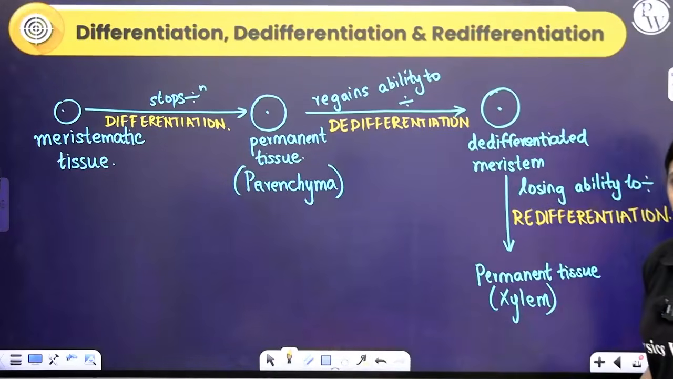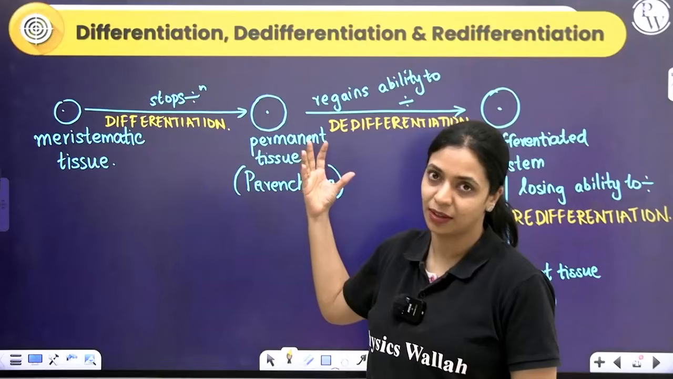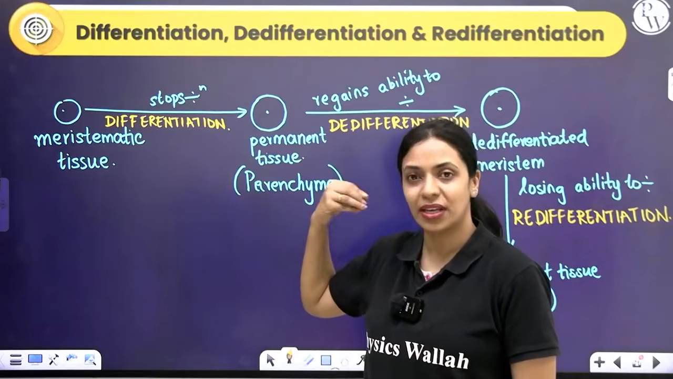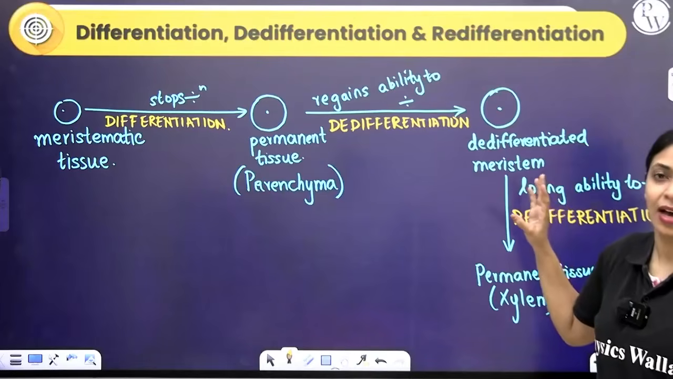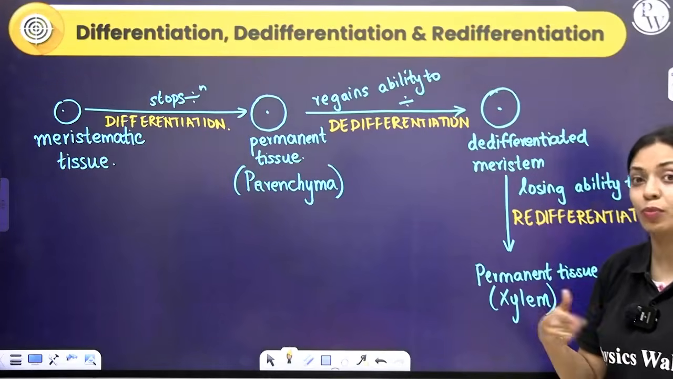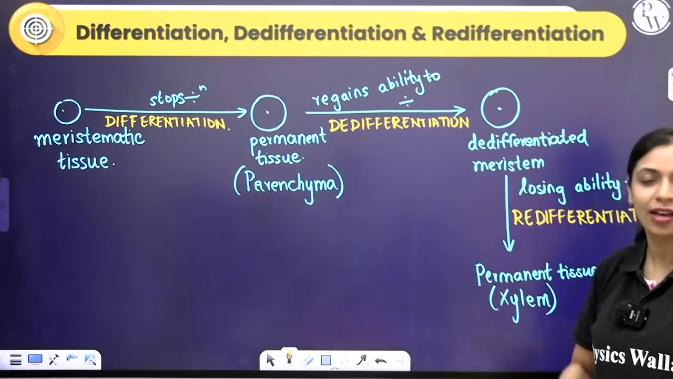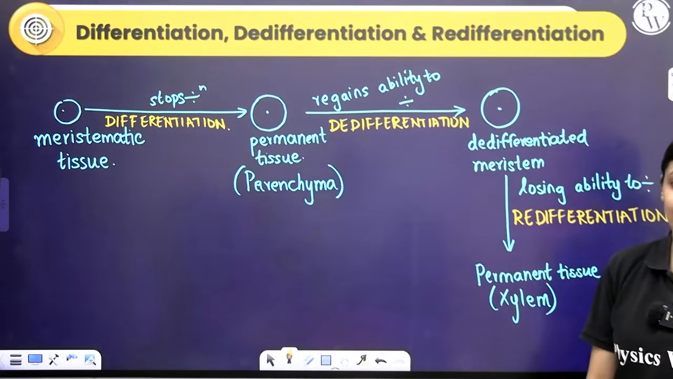This process is called redifferentiation. Differentiation is the first time becoming permanent. De-differentiation is regaining the ability to divide and becoming meristematic again. After that, one more time undergoing differentiation. One more time means repeated, right? One more time if it's getting differentiated, then we call it redifferentiation.